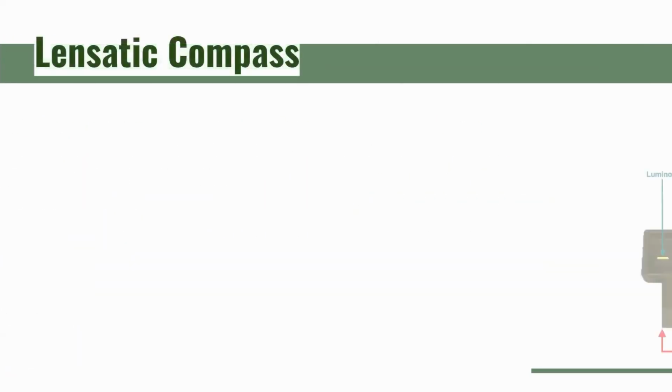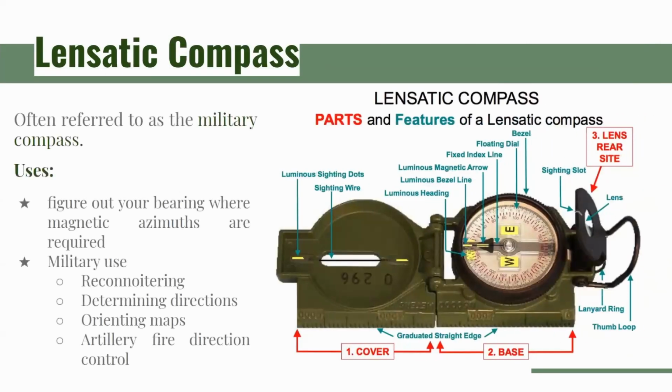The Landsat compass, often referred to as the military compass, is made up of three parts: the cover, the base, and the reading lens. It consists of an aluminum case containing a magnetic dial balanced on a pivot, a hinged cover with a sighting wire, a hinged eyepiece containing a magnifying glass for reading the dial graduations, and a sighting slot for viewing the distant object. It is used to figure out your bearing where magnetic azimuths are required. It is also designed for military use, such as in reconnoitering, determining directions, orienting maps, and artillery fire direction control.